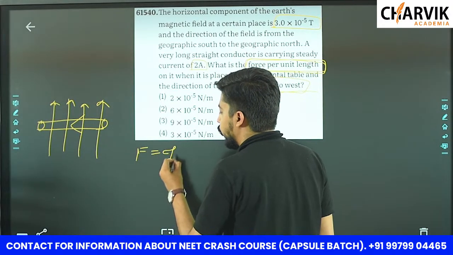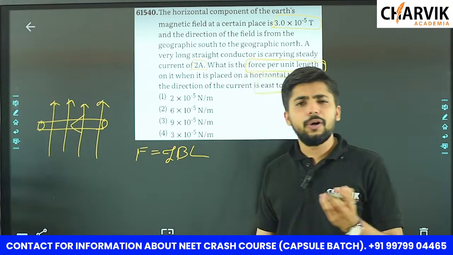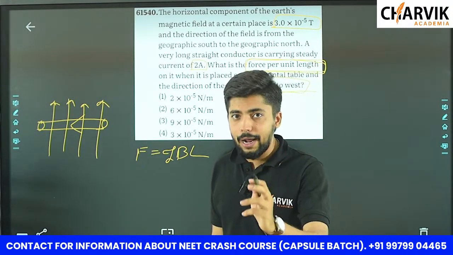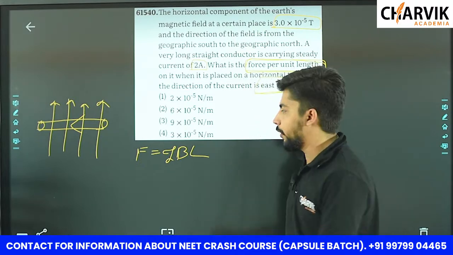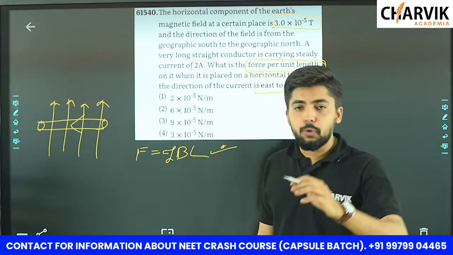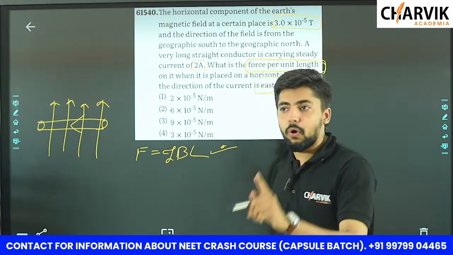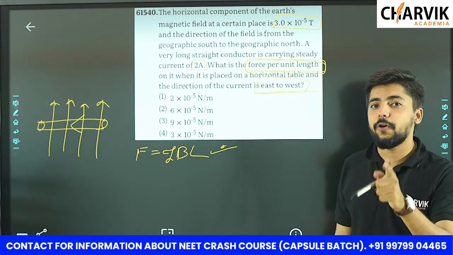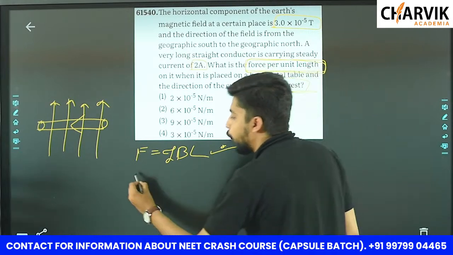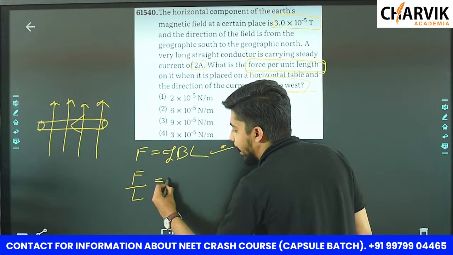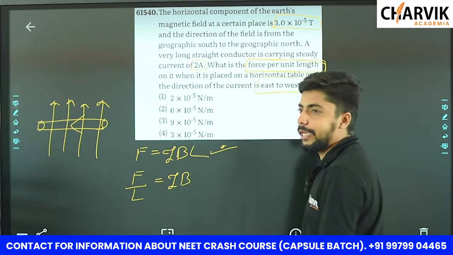F is equal to IBL. Where have you studied this? You have studied this in chapter number 4, standard 12. After the Lorentz force, there is a derivation of this equation in your textbook on the left hand side of the page. Now again, in this equation, they are not asking you the force. I have said it first only. They are asking you force per unit length. So length goes to the other side, and force per unit length becomes I into B.